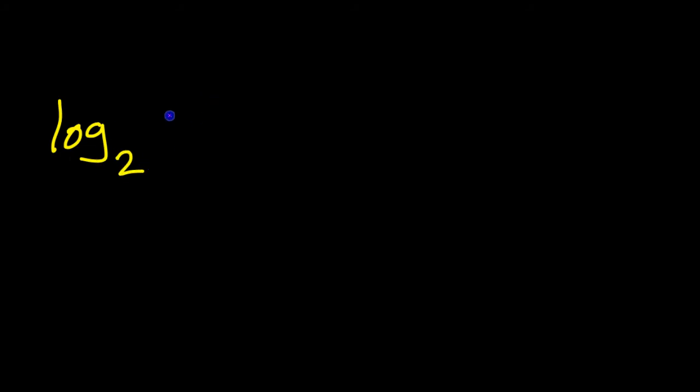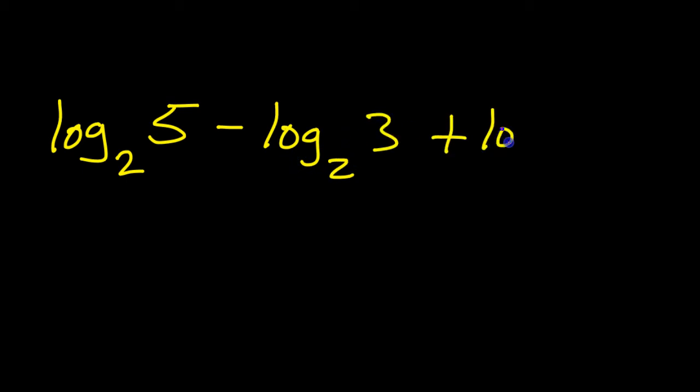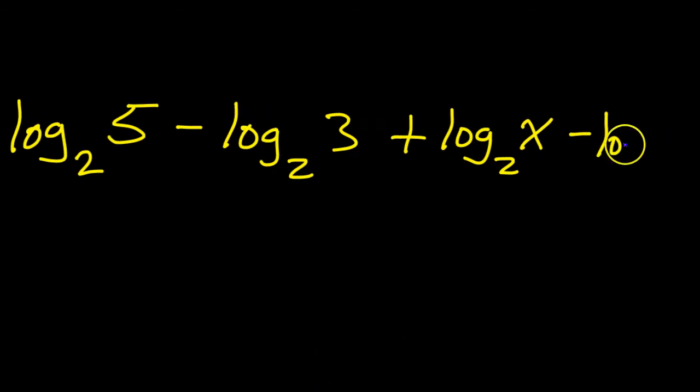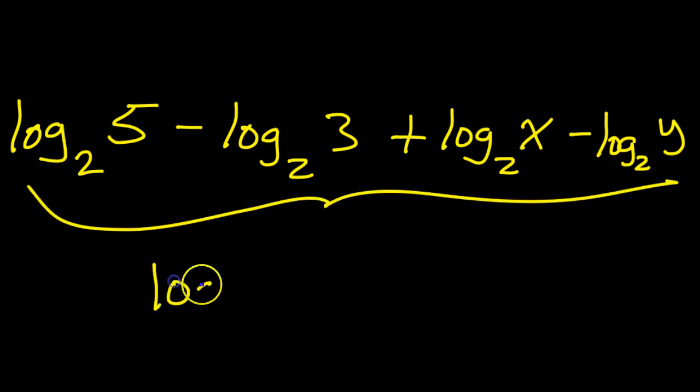log base 2 of 5 minus log base 2 of 3 plus log base 2 of x minus log base 2 of y. Say if I gave you all those things. So this can all condense down to a single log. I see the minus, so I know I'm going to have a fraction.